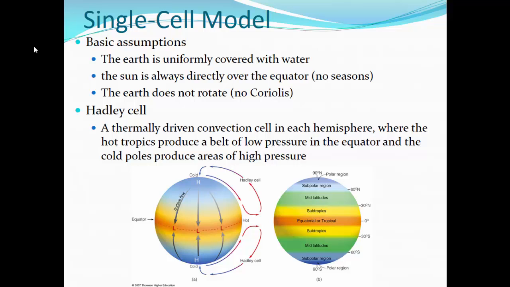In this situation, we'd have one thermally driven convection cell in each hemisphere, where the hot tropics would produce a belt of low pressure or upward motion, and the cold poles would produce an area of high pressure or downward motion. And at the surface, wind would blow from the high pressure at the poles to low pressure at the equator, bringing cold air back south. And in the upper levels of the atmosphere, the warmer air would blow north. And that one circulation cell in each hemisphere would be known as a Hadley cell. And again, those assumptions don't work, so we'll look at a different model of the global circulation of the atmosphere.